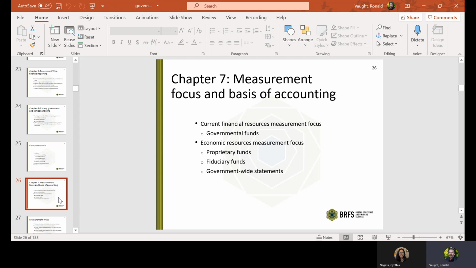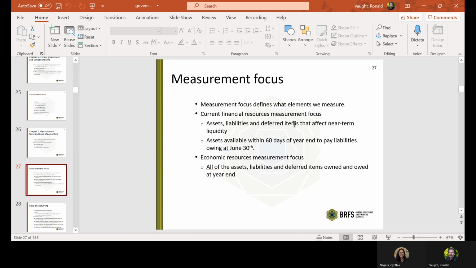Now, the new model that they're proposing would be replacing current financial resources with short-term measurement focus. And that would be for the governmental funds. The measurement focus defines what elements we measure. With current financial resources measurement focus, we're looking at assets, liabilities, and deferred items that affect near-term liquidity. And the assets are available within 60 days of year end to pay the liabilities owing at June 30th. For economic resources measurement focus, we're looking at all the assets and liabilities and deferred items owned and owed at year end.